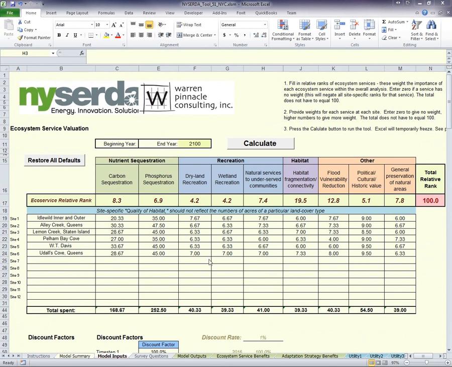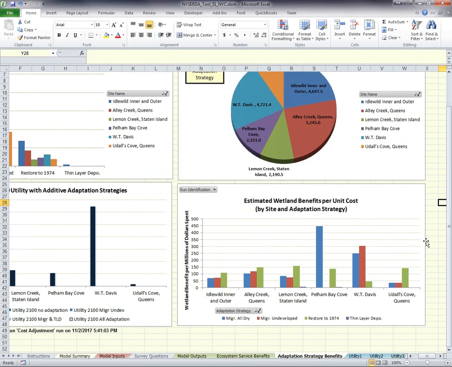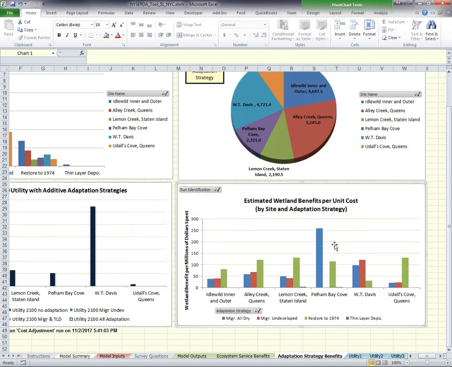So now that the run has completed, we can take a look at the results. And we'll go over to the adaptation strategy benefits. One of the keys here is that when we're keeping track of multiple runs, you have to go up to the run identification and select which run you want to look at in this particular tab. So we want to look at the cost adjustment run. And as usual, Pelham Bay Cove, because of the low cost of land, is most competitive. However, for other sites, restoring to 1974 becomes the best choice, with the exception of W.T. Davis, in which case the marsh restoration isn't as effective.